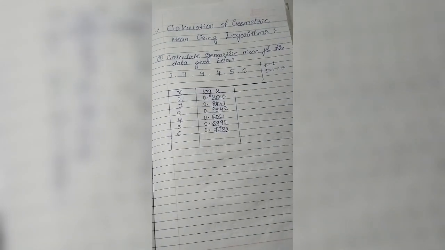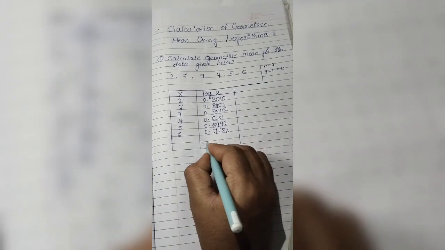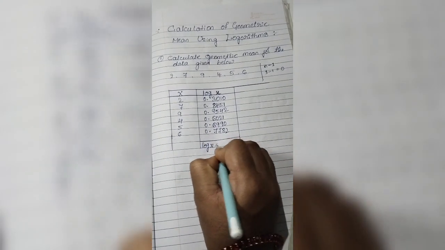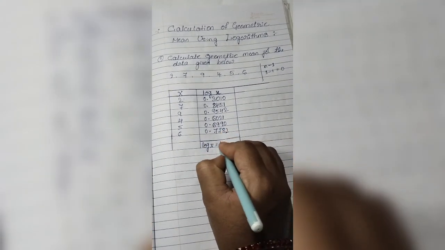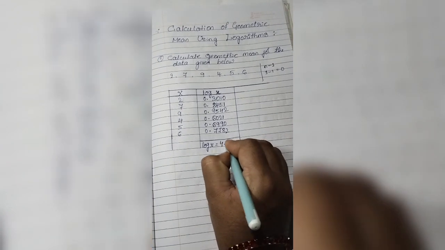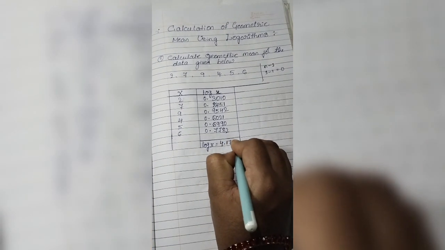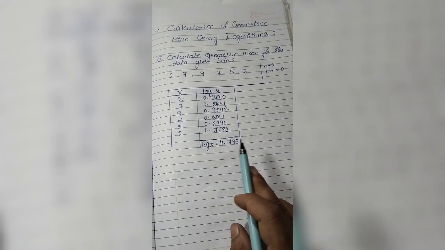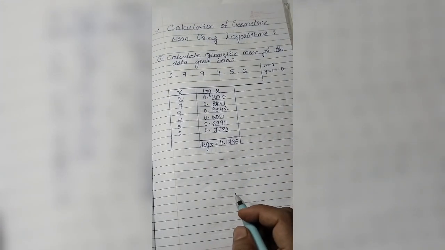Next we have to calculate the geometric mean by using this data. So add all the values given here. I will put the total. Log x is equal to 4.1796. 4.1796 is the total of these.